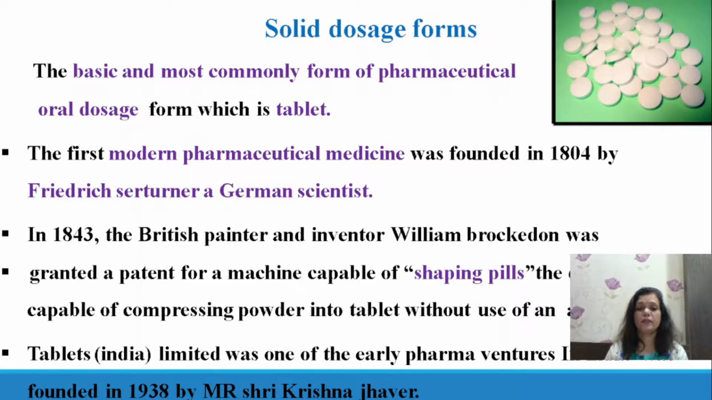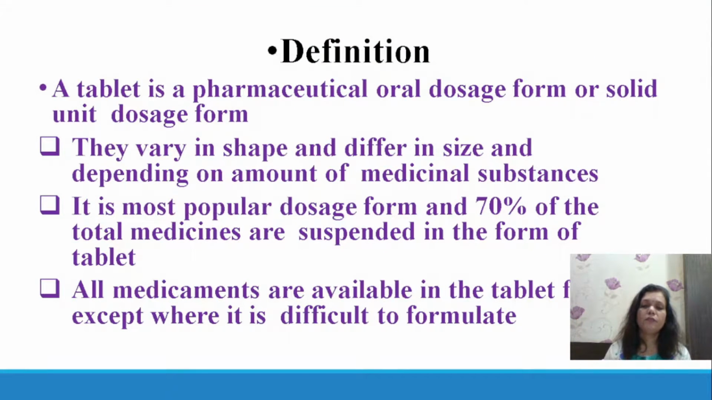Further, in 1938 Shri Krishna Javer founded Tablets India Limited, one of the early pharma ventures in India. If we define the solid dosage form in the form of tablet, the tablet is a pharmaceutical oral dosage form or solid unit dosage form. They vary in shape, differ in size, depending upon the amount of medicinal substances. It is the most popular dosage form as 70% of total medicine is dispensed in the form of tablets. All these medicaments are available in tablet form except where it is difficult to formulate.